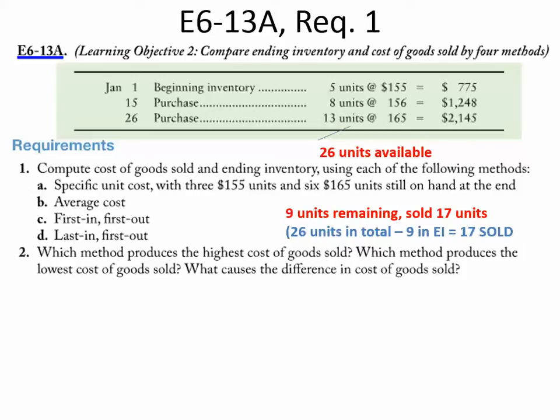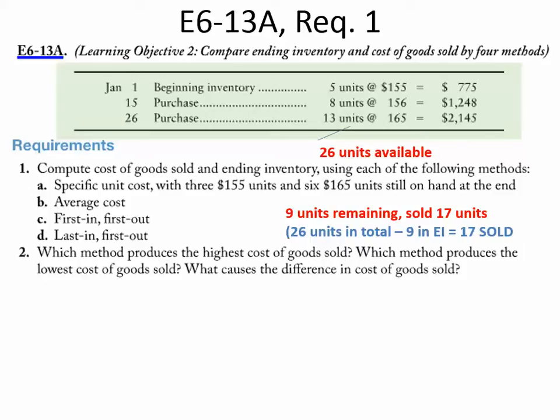Okay, first of all, if I add up the beginning inventory plus my two purchases, so my 5 units plus my 8 units plus my 13 units, that's in the data we're given, that tells me I had 26 units available. That was beginning inventory plus purchases, 26 units available. Now, in requirement 1A, it tells me I have 3 of some units left and 6 of other units left, so I have 9 units left. That's where I got the 9, was the 3 and the 6 given in 1A. So if I have 26 total units and I have 9 units left, that means I had to have sold 17 units. So another way of looking at it is the 26 units in total minus the 9 in ending inventory gives me 17 sold.